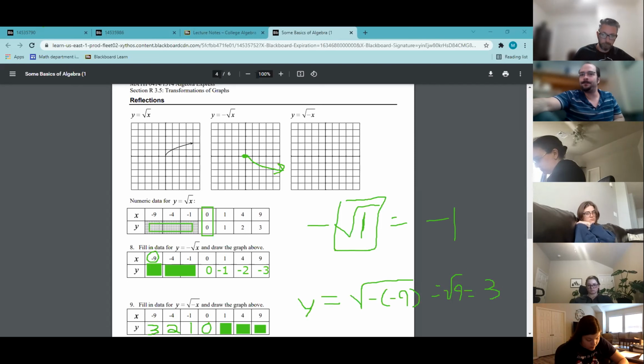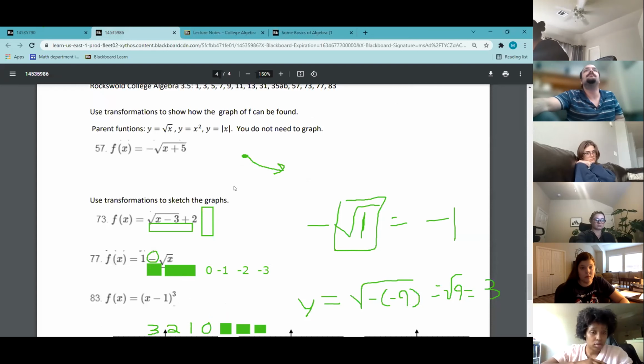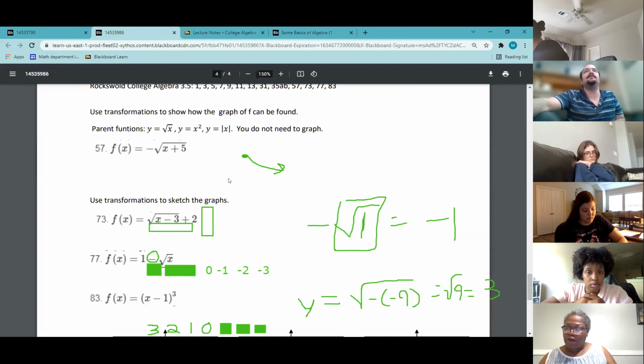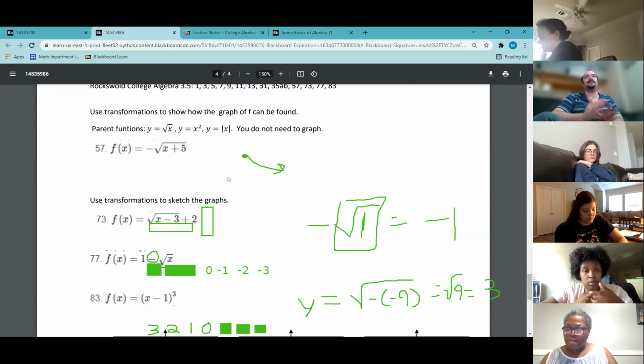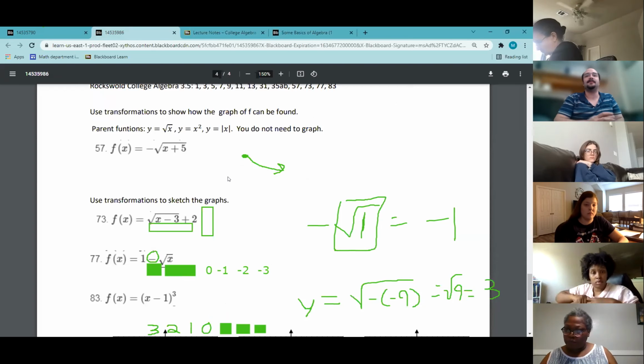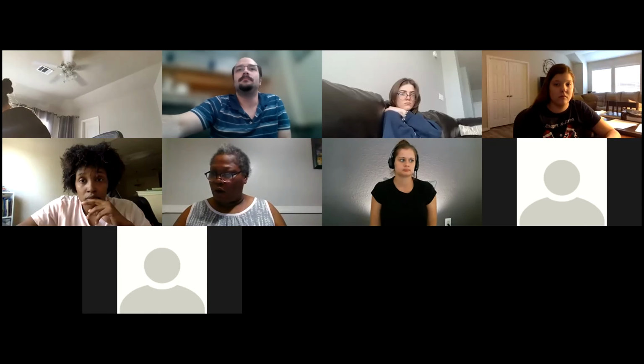Because for 57, you just want to move it to the left. You want to write it out, right? Use transformation vocabulary. You just want to show what it is. Y equals square root of x. Then you want to write the information about it. Move the function left, then flip it. Yeah, so just writing those sentences is what they want for that one, basically. So just tell me what the parent function is and tell me what the transformations are. Yep, that's it. It's just telling you to explain how it was transformed.